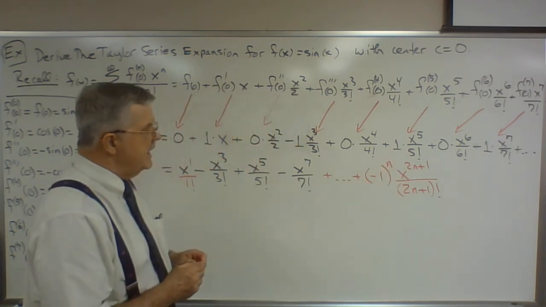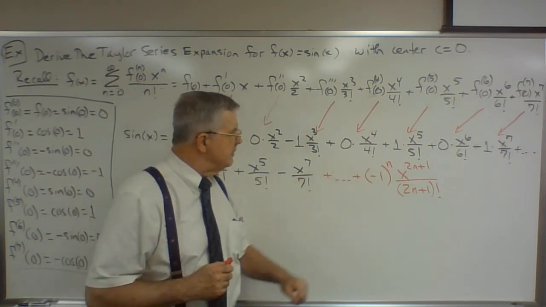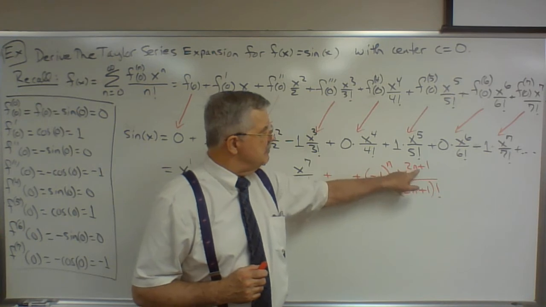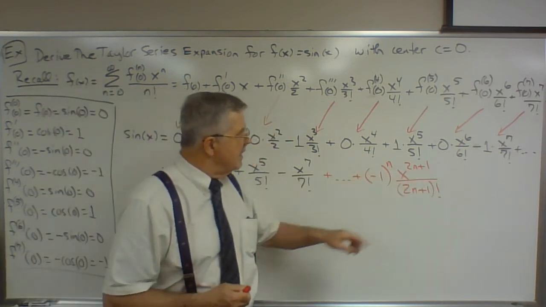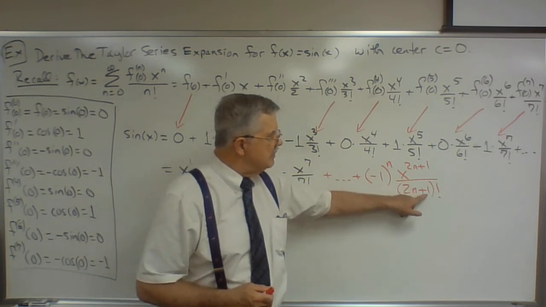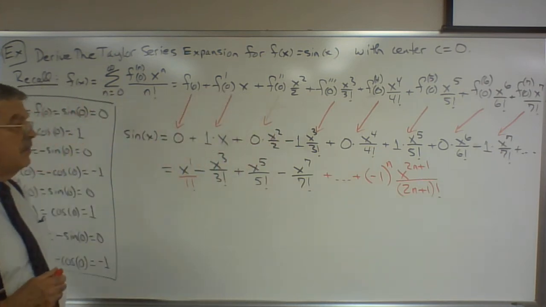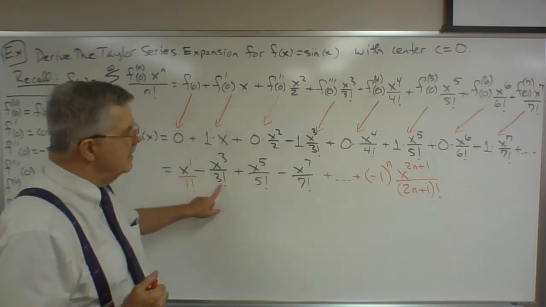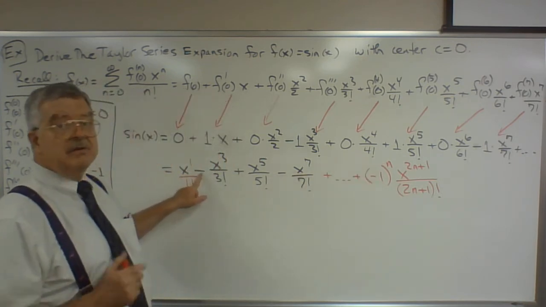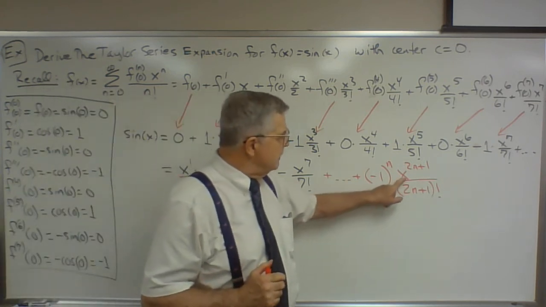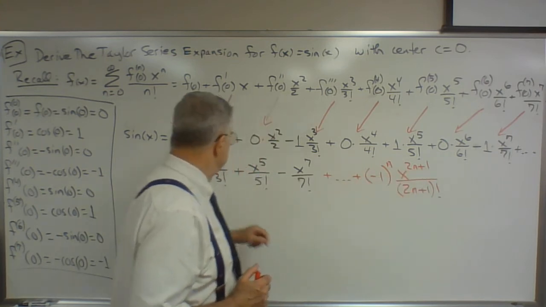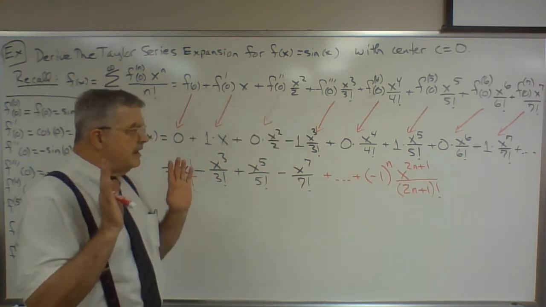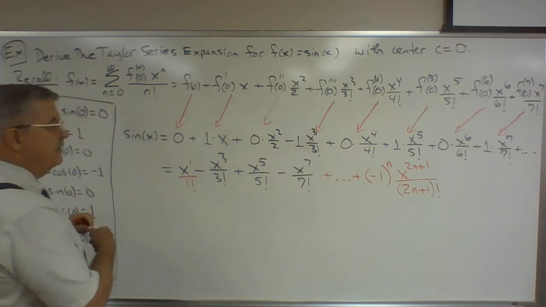Let's see. When n is 0, we have negative 1 to the 0 is positive 1, so this is 1. And we have x to the 2 times 0 plus 1, which is just x to the 1st, over 2 times 0 plus 1 factorial, that's 1 factorial. That works. Let's try it on the next term just to make sure. Here n is 1. Negative 1 to the 1 power is negative 1. We got the sign right. And we have x to the power of 2 times 1 plus 1 is 3. Yep. And on the bottom, 2 times 1 is 2 plus 1 is 3 factorial. Yep. Okay. This is exactly what this is.